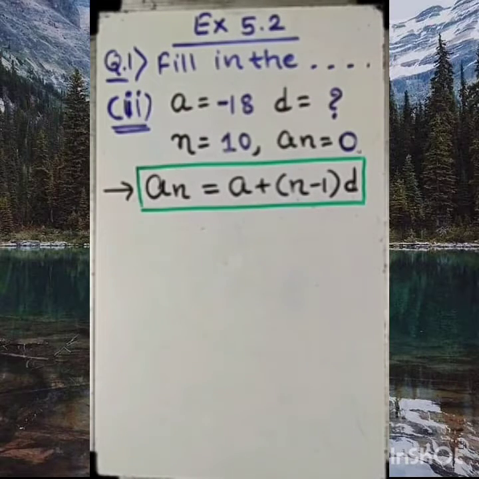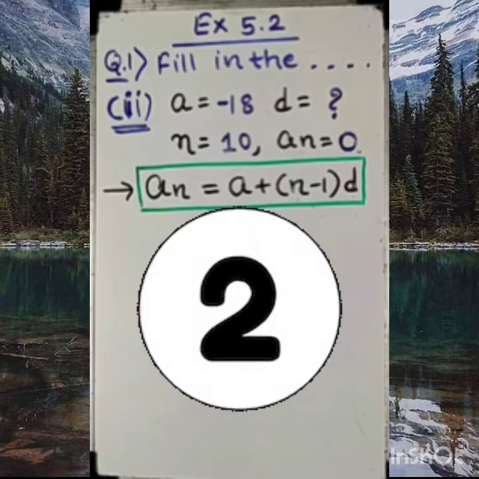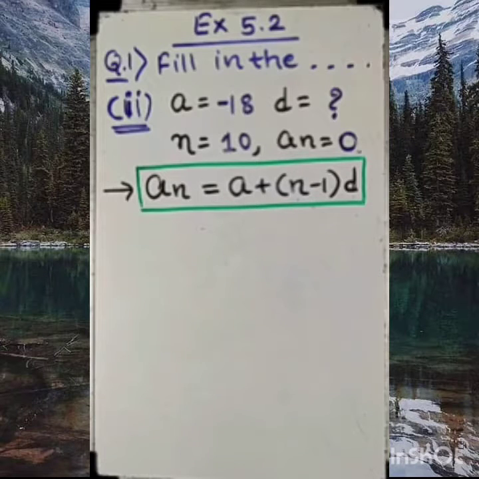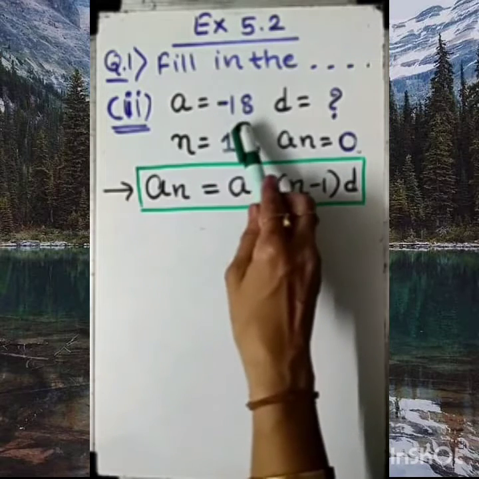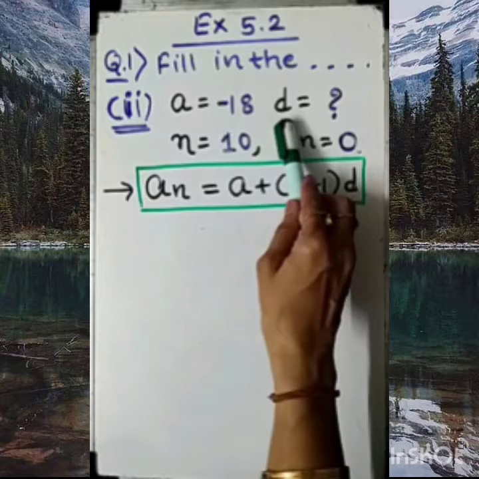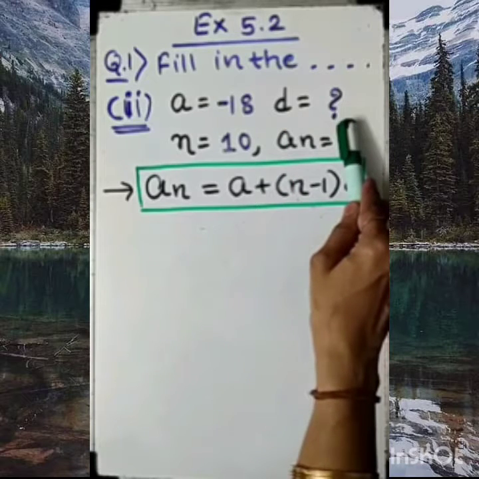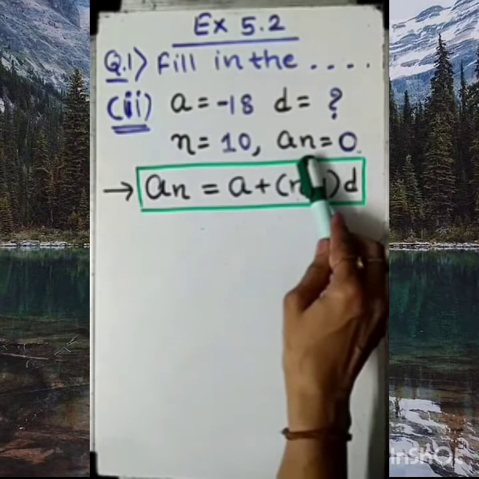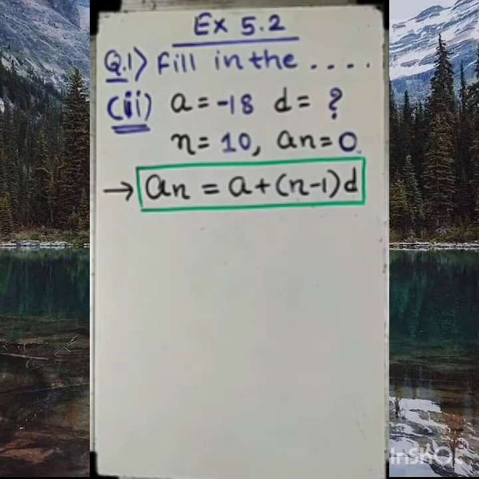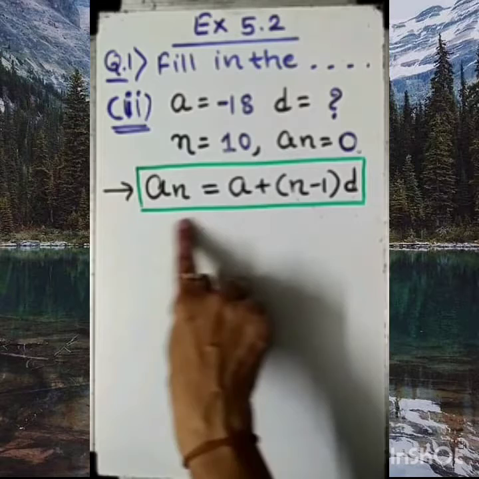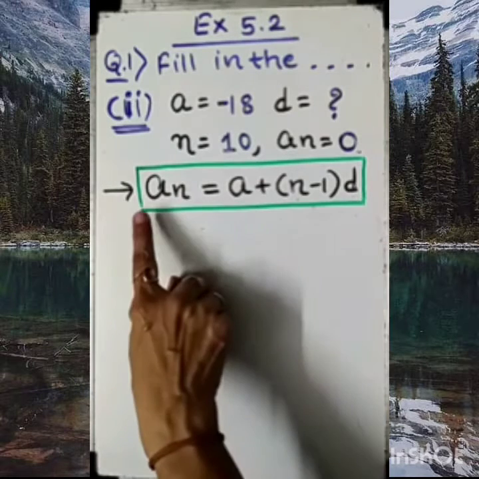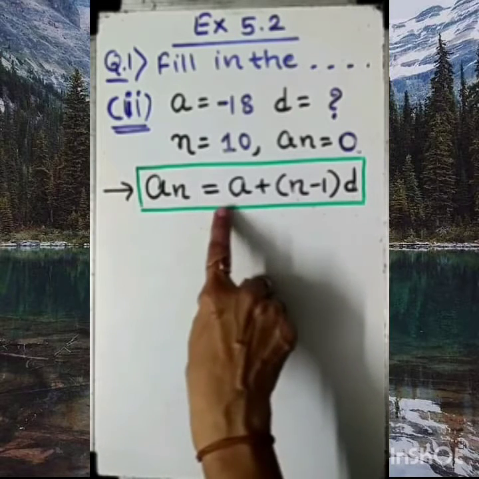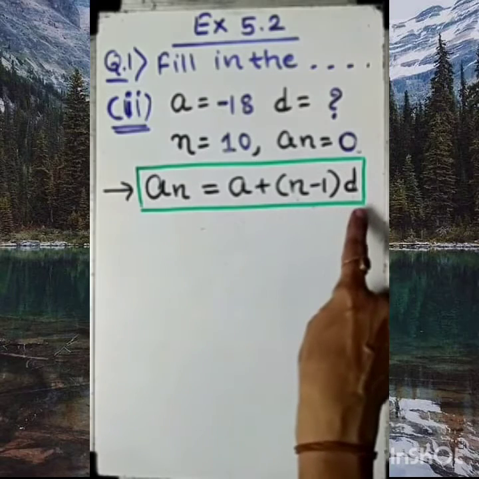So my dear student, here is the second question of question number 1. The second result we are picking from the table. Here we are given the first term, that is minus 18. The difference we need to find between two terms, N equal to 10, and the last term AN equal to 0. So dear student, in that also we need to apply the same formula, AN equal to A plus N minus 1 into D.